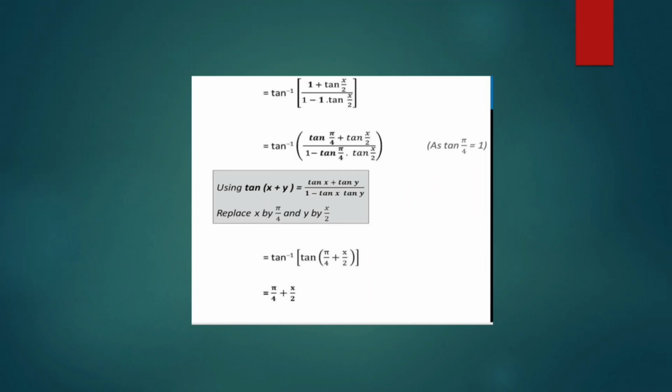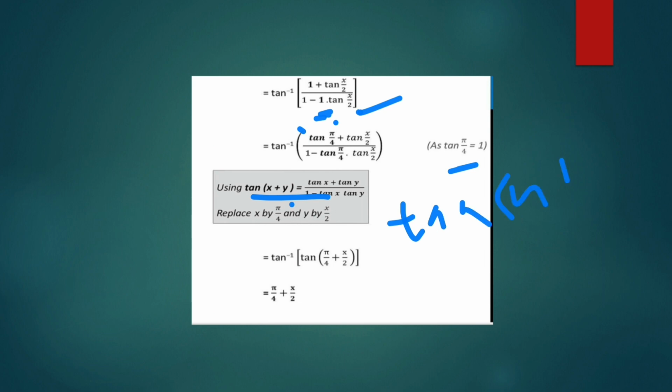Now tan inverse of 1 plus tan x by 2. What are we doing? 1 into tan x by 2 is tan x by 2 only, no? But we want it in the value of tan pi by 4, so we are splitting in the form of the tan x plus y formula. We want the formula tan x plus y. So instead of 1 what can we write? Tan pi by 4. Here also instead of 1 what can we write? Tan pi by 4. Tan pi by 4 is nothing but 1.